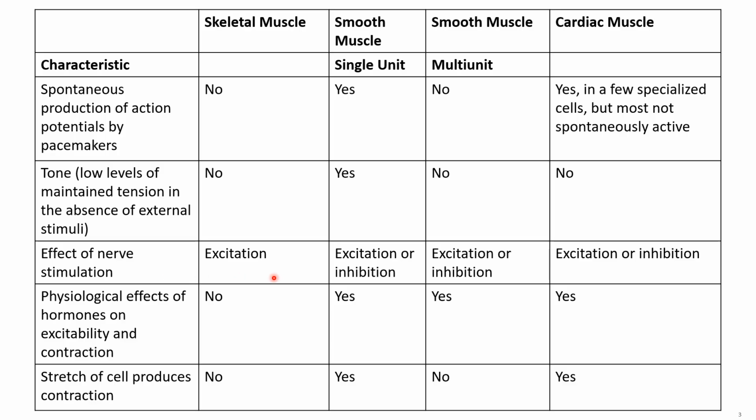Nerve stimulation always produces an excitation of skeletal muscle, whereas it can produce either excitation or inhibition for smooth and cardiac muscle. Hormones exert a significant effect on smooth and cardiac muscle, but they generally do not exert any on skeletal muscle.